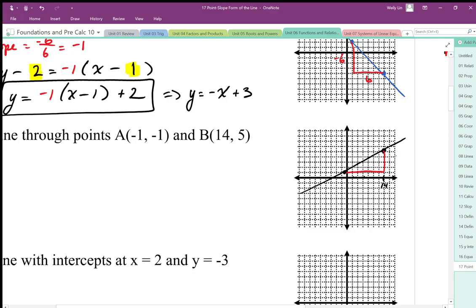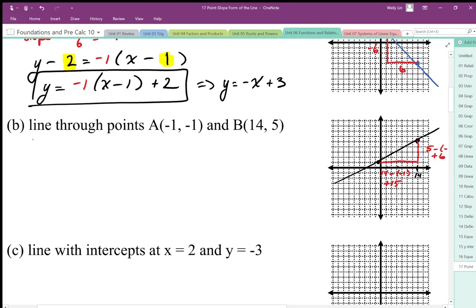I'm just going to find my rise. 5 minus -1 is going to be +6. My run is going to be 14 minus -1, so it's going to be +15. So when I calculate my slope, it is equal to +6 over +15. That's going to simplify to 2 over 5.